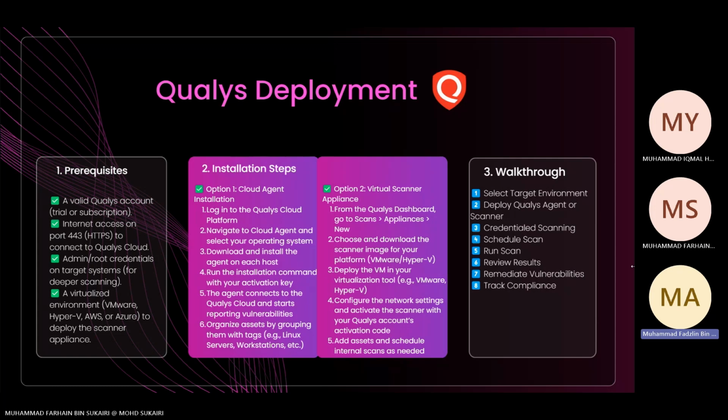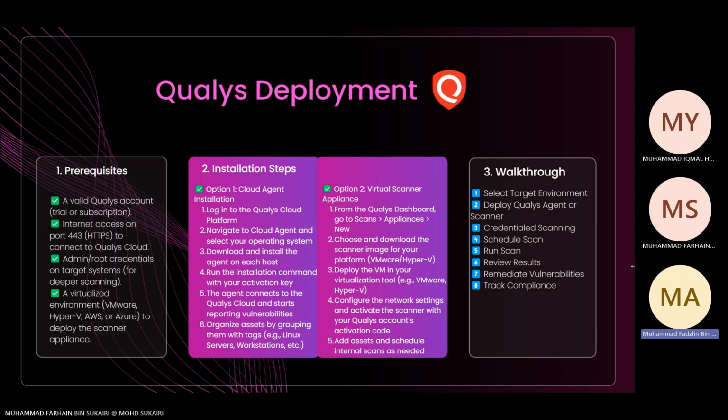And we have the option to download and install the agent on each host. After that, we can run the installation command with our activation key, and the Qualys agent will connect to the Qualys cloud and start reporting any vulnerabilities or threats that we have. It will organize assets by grouping them with tags such as Linux servers, workstations, and so on.